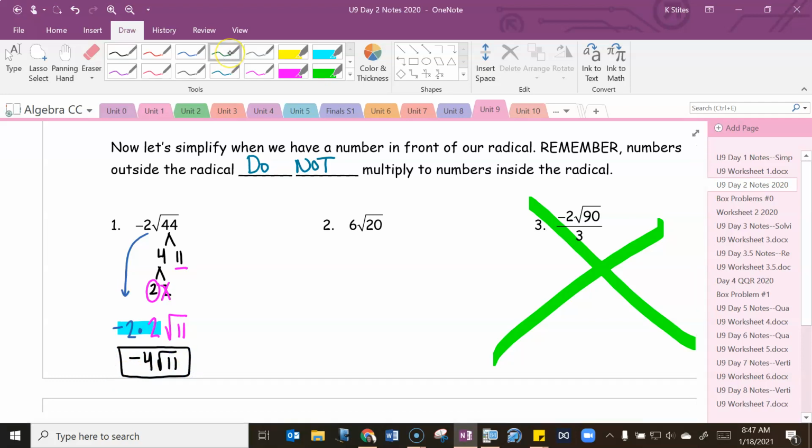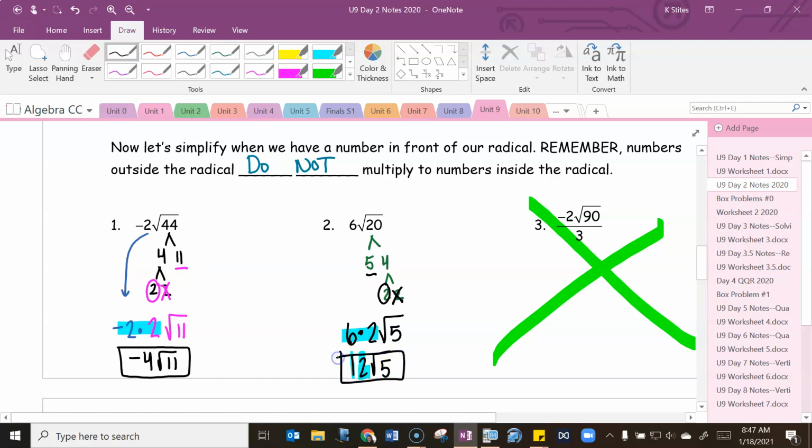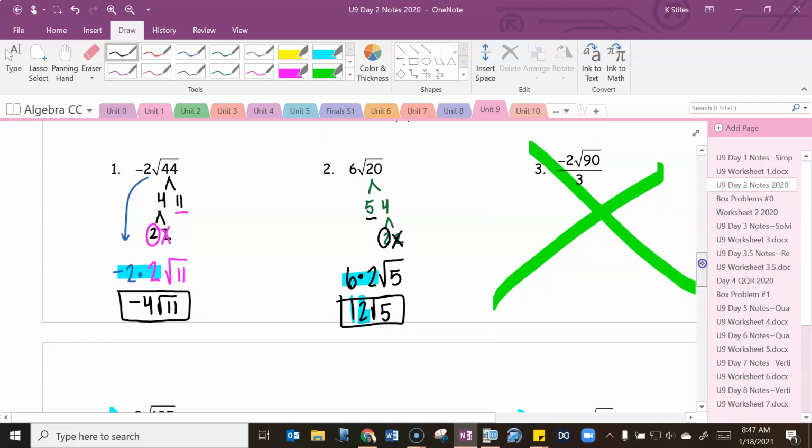Okay, let's try that again. 6 root 20. 20 I'm going to break down. It's just 5 times 4, 2 times 2. 5 doesn't break down anymore, so I look for my pairs. I have a pair of 2's, circle, cross out. 5 gets underlined. Again, underlines go under the root. And then we'll bring down the 6 and multiply. So it's not a 2 root 5, it's a 12 root 5. Okay, again, that 5 stays where it is, doesn't multiply to the 6.